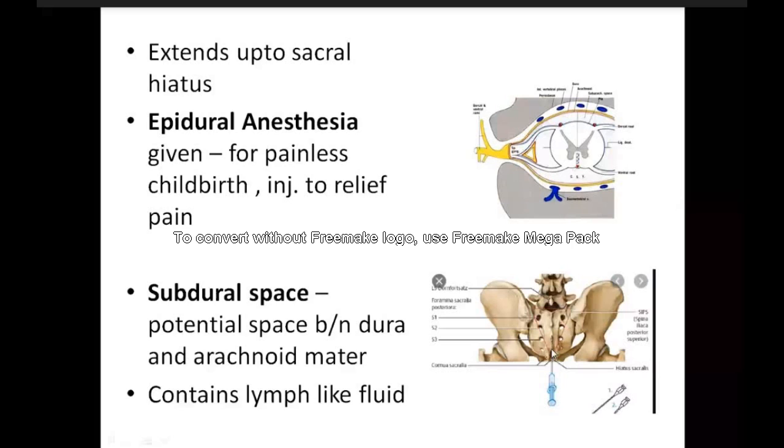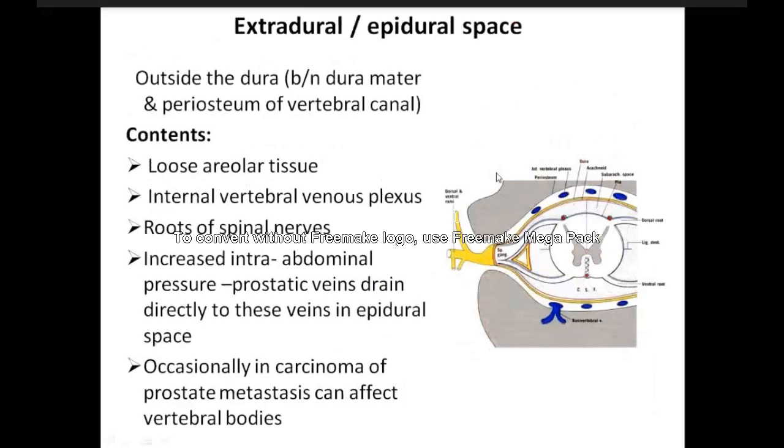Now this space is also commonly used for anesthesia, which is known as epidural anesthesia. You must have heard the terminology, epidural anesthesia. As it is also known as the epidural space, the epidural anesthesia is usually given from this sacral hiatus for painless labor, especially, and also in certain conditions to relieve pain. So that you must remember, the extradural or the epidural space.